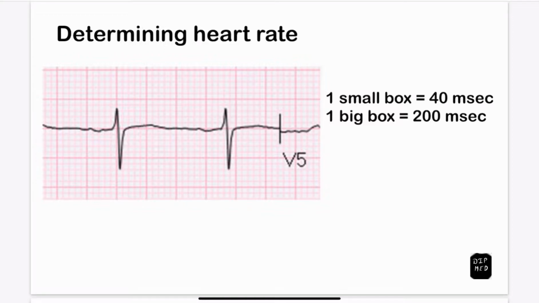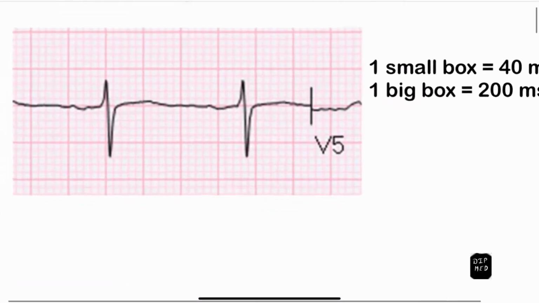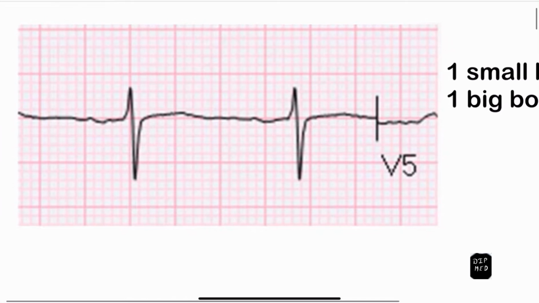Now let's talk about how we can determine the heart rate from EKG. We can do this by finding out how much time passes between two QRS complexes. A QRS complex represents a heartbeat. So the time between two QRS complexes can be used to calculate the heart rate.